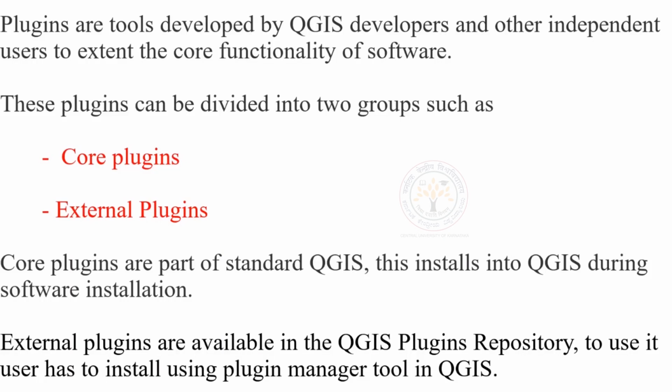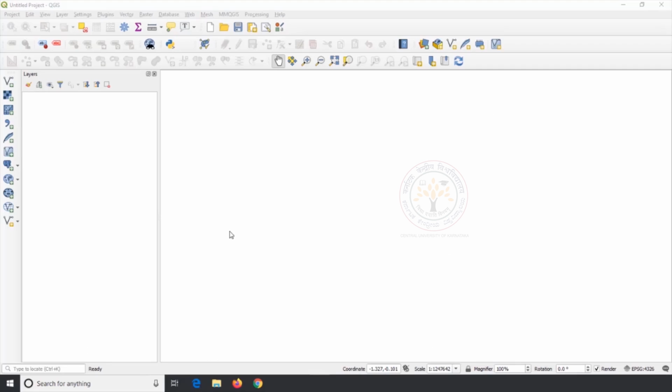Plugins are tools developed by QGIS developers and other independent users to extend the core functionality of the software. These plugins can be divided into two groups: core plugins and external plugins. Core plugins are part of standard QGIS. They are installed when we install the QGIS software on our computer. External plugins are available in the QGIS plugins repository. To use them, the user has to install them. Now we will move on to the software to know about plugins.